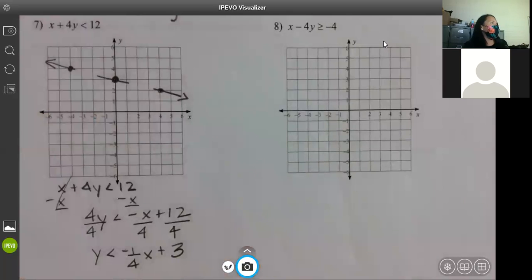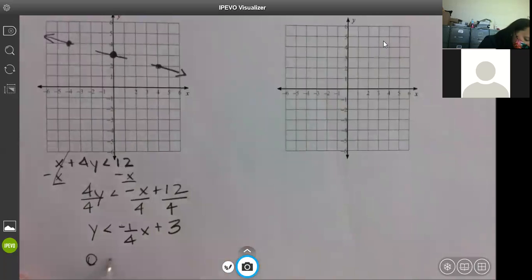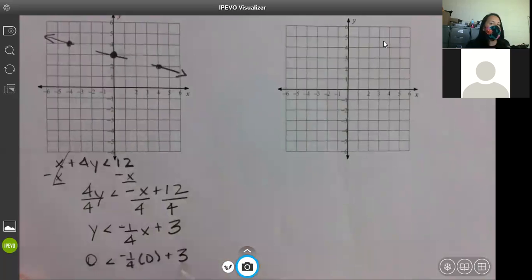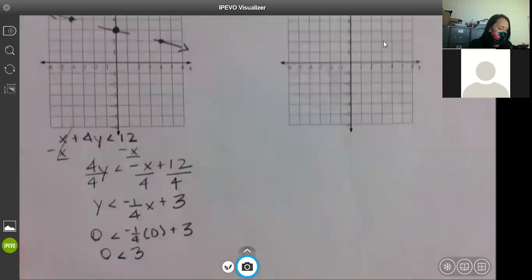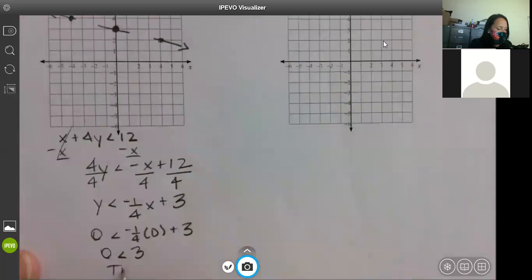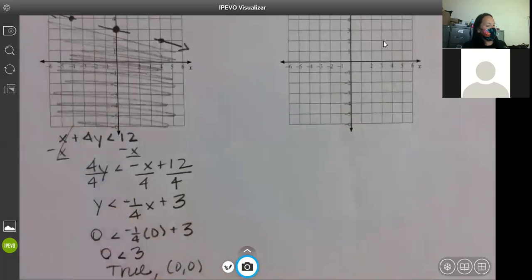Can I use 0, 0? Yes. So I'm going to plug it in. 0 is less than negative 1/4 times 0 plus 3. What is negative 1/4 times 0? Plus 3. Is 0 less than 3? So we shade 0, 0, which is the bottom half of the line. Great job.